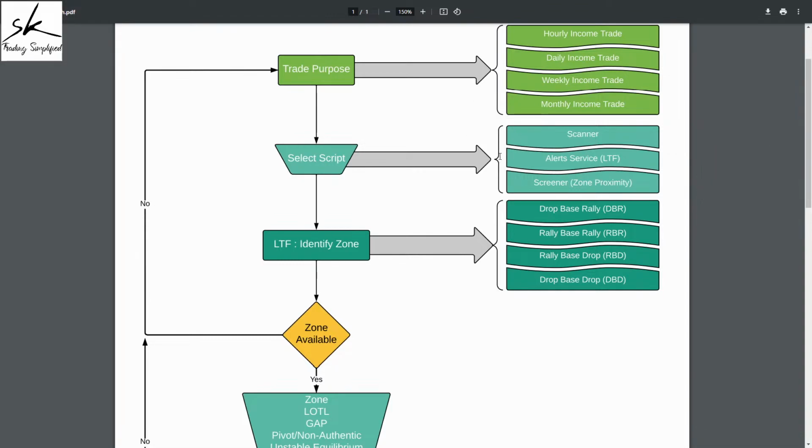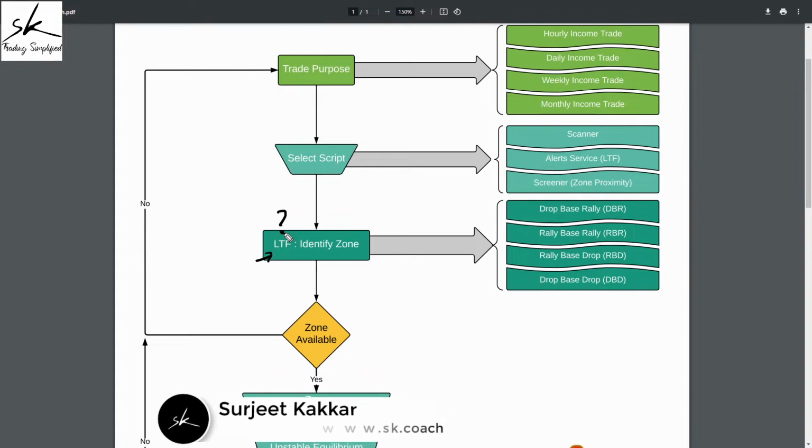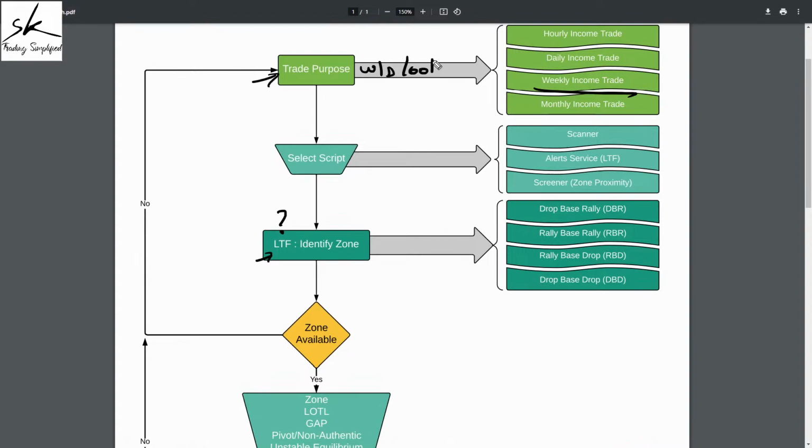So what we need to do next is go to the lower time frame. The question here is, what is my lower time frame? We got the answer from our step number one, that as a weekly income trader, our four different time frames were weekly, daily, 60 and 15, out of which 60 minutes was my lower time frame. So here lower time frame would imply 60 minutes. And on 60 minutes, I need to identify a zone, and a zone can be any of these four structures: a drop based rally, rally based rally, rally based drop, or a drop based drop. So let's go to the lower time frame.